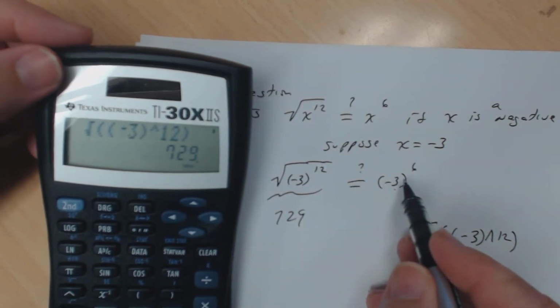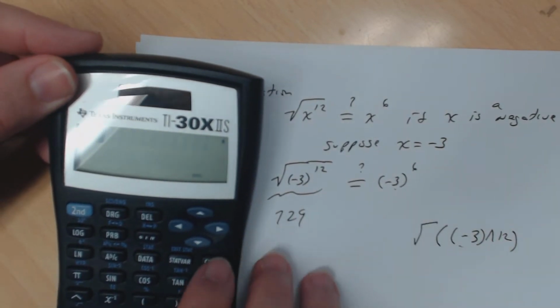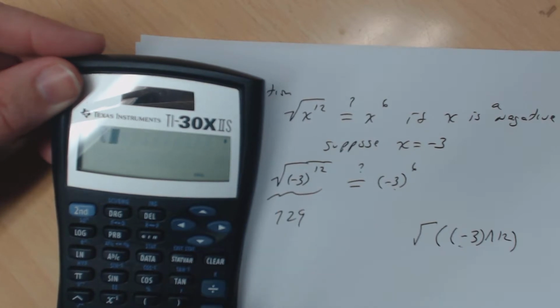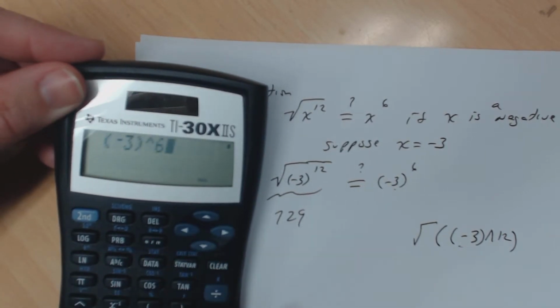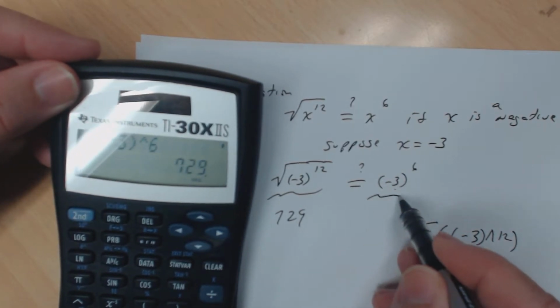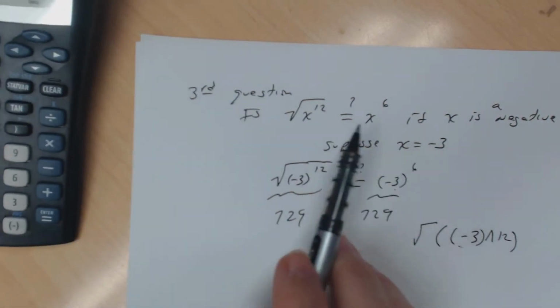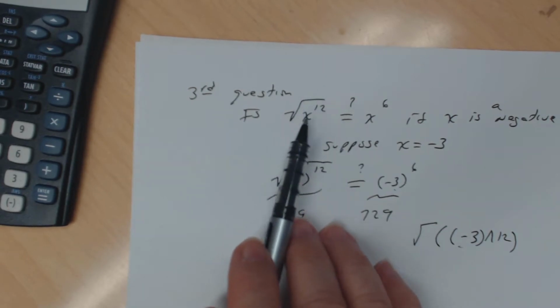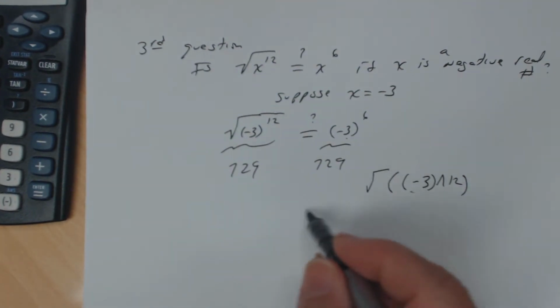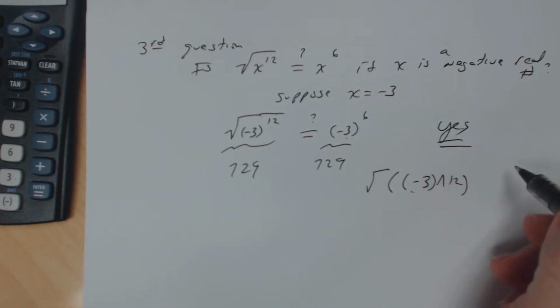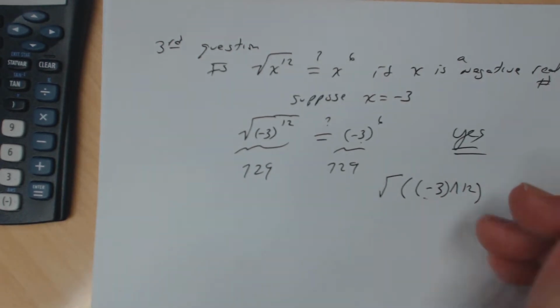Now over here, negative 3 to the 6, clear parentheses, negative 3, close the parentheses, raise it to the 6, and you get 729 as well. So the question, is this expression equal to this expression if x is negative, a negative real number? The answer is yes.